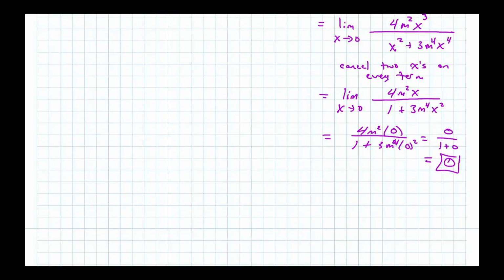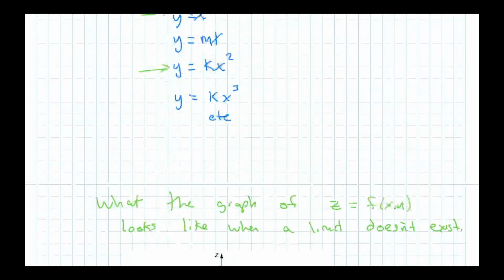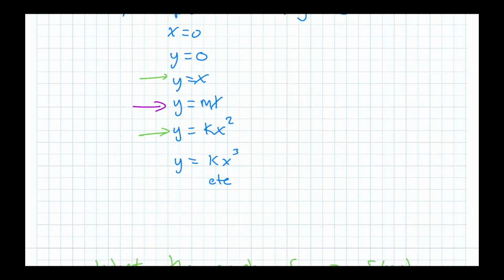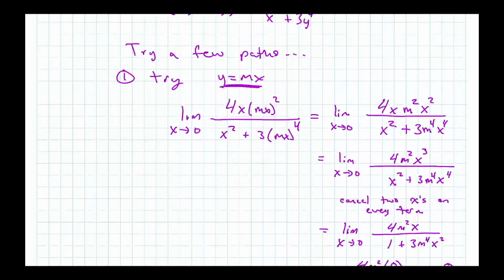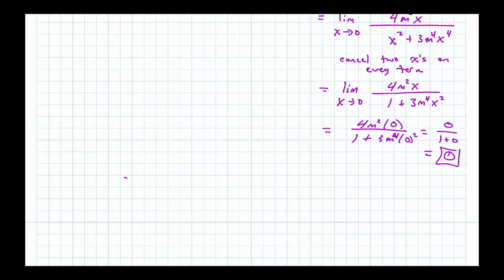Now, that doesn't tell you anything, right? That was the limit along one path. So you try another path. What other path might we try? Well, we tried this one and we got a number. Let's try this one and see what happens. Also, you don't have to use m and k. Why are we using k here? Why are we using m here? No reason, right? They're just constants that we haven't decided on yet. All right, so let's try another path.